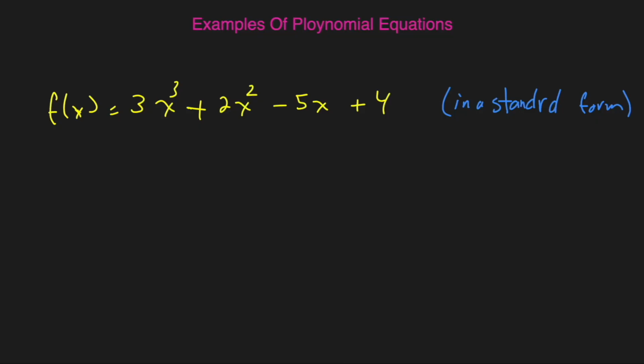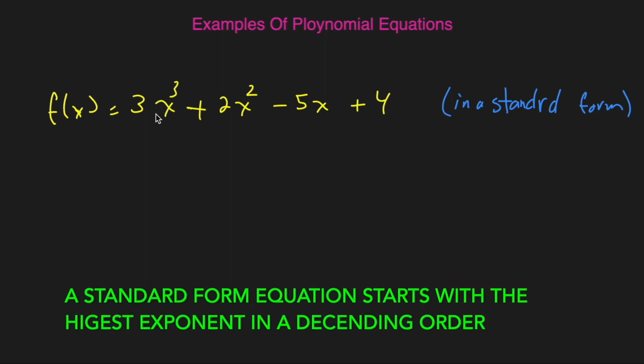Let's talk about examples of polynomial equations. First one I've written here is f of x equal to 3x cubed plus 2x squared minus 5x plus 4. This is a typical polynomial equation written in standard form. Standard form starts with the highest exponent and goes in descending order until it ends at the constant.